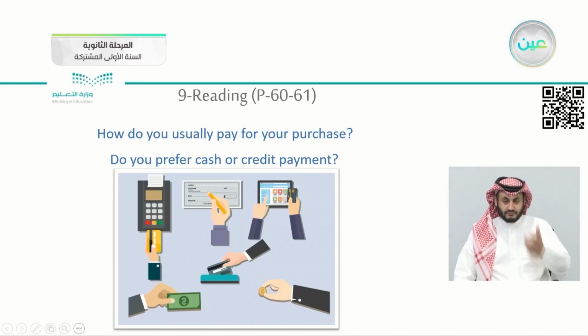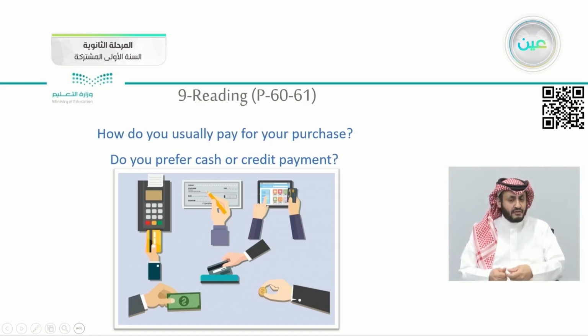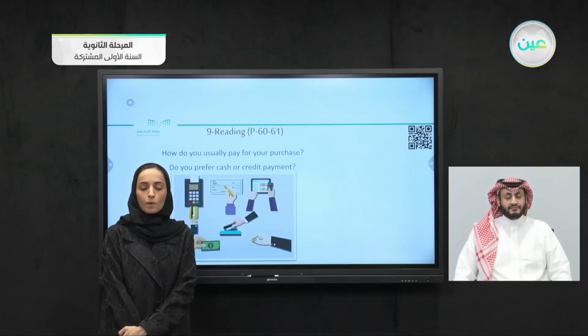How do you usually pay for your purchase? You got something you bought. How do you usually pay? Do you pay in cash or credit? People have many ways to pay. We pay in cash. This is the traditional way. You can pay by card, debit card, credit card. You can pay using your phone, your smartwatch, check, many ways for payment.